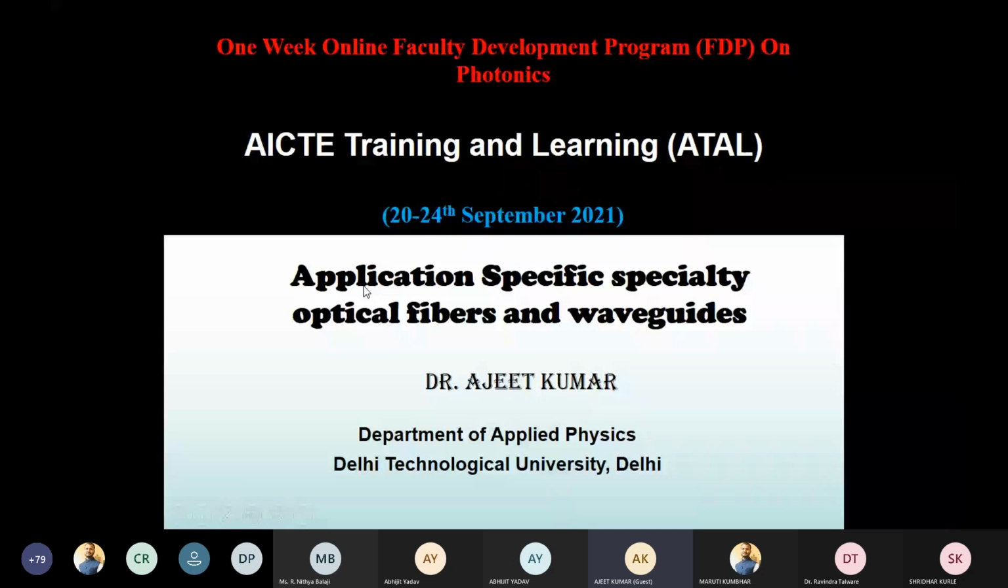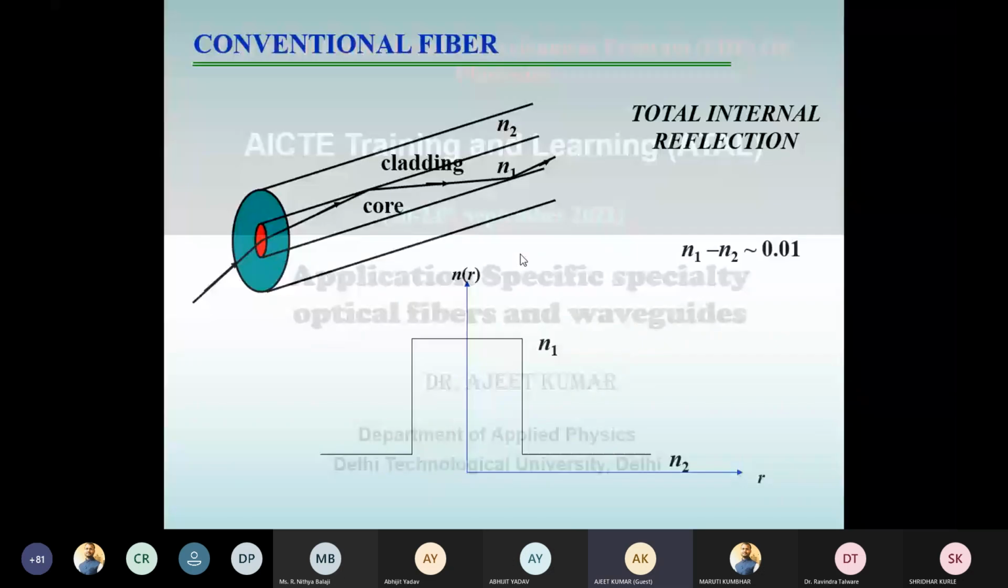So we are going to talk about a topic which is application-specific specialty optical fibers and waveguides during this AICTE training and learning program, which is a 1 week FDP program. I think maybe it's the second time you are organizing, because last year we were here maybe in the month of November. So we are going to talk about modeling of the fibers, which can be used for some special applications. So we are talking about the specialty optical fiber.